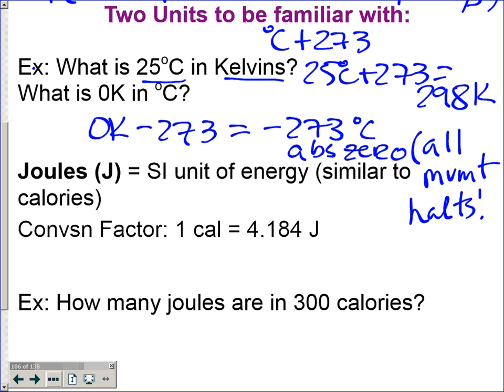So joules is the unit of energy that we call out for the SI unit, but it's similar to something that you consume every day, which is calories. I'm telling you that the conversion factor is 1 calorie is equal to 4.184 joules.